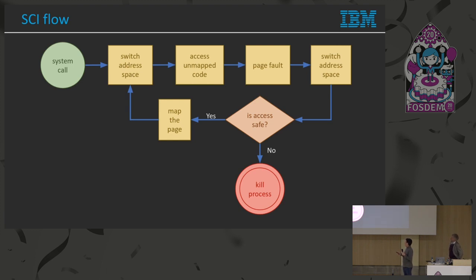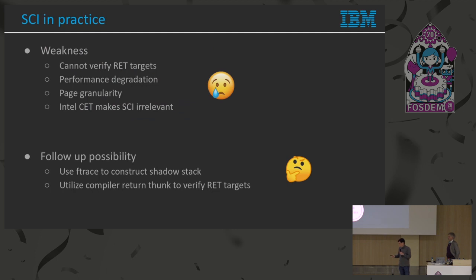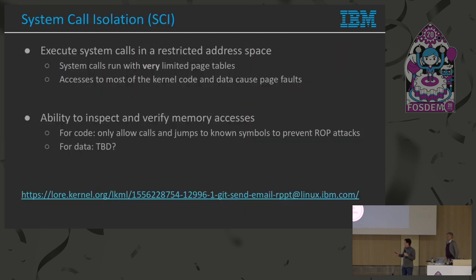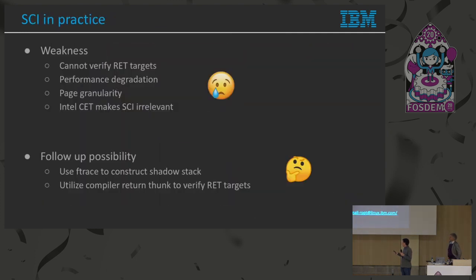The idea was that whenever we enter a system call, we switch the address space. And then we remain in a restricted address space. And every access to an unmapped area causes a page fault. And the page fault handler can decide if the access is safe or not. If the access is not safe, we kill the offender. And if the access is considered safe, we map the page and continue the execution. We actually implemented this thing. I think here are the patches.